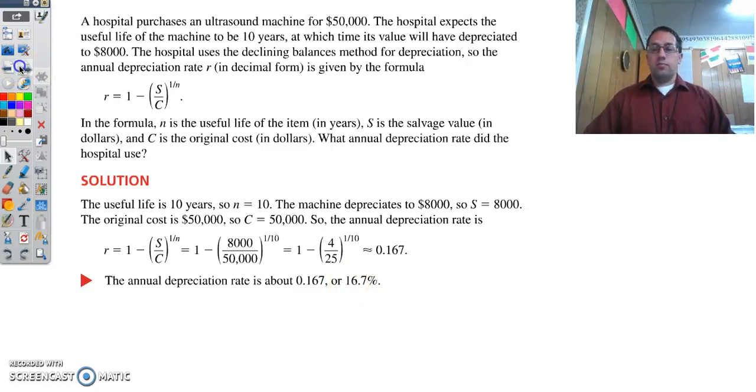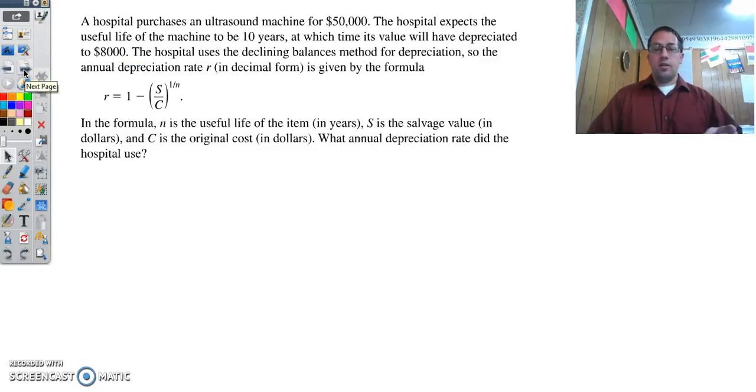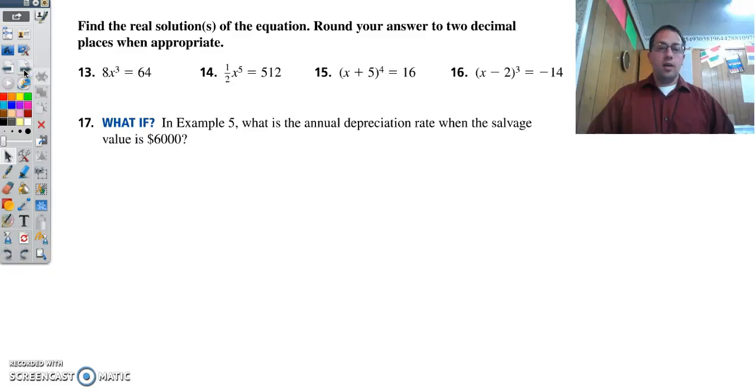Alright, let's do some problems on your own here. So here's some problems. For 17, I want you to go back to that problem with the ultrasound machine. And you might need to back it up a little bit to get that equation and that other information. So pause the video, work out these 5 problems, and then come back and we'll see how you did.